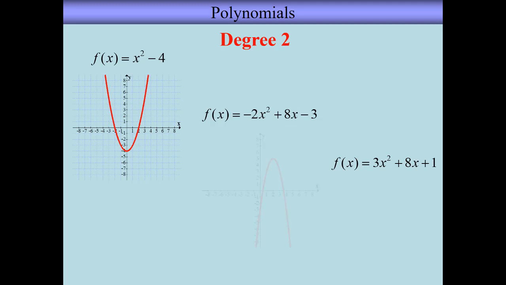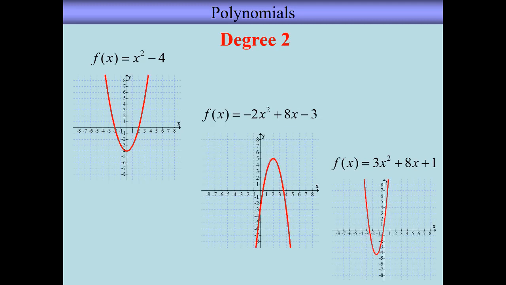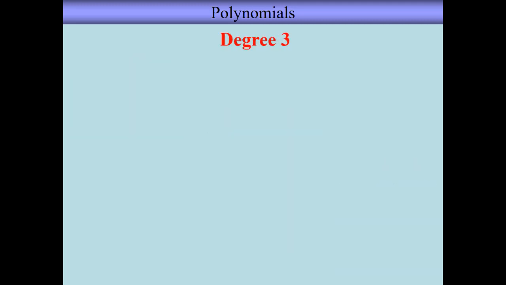Degree 2, we've just gotten through studying, are called quadratics, exponent of 2. They're going to be parabolas. Now, degree 3, we haven't done much with in the past. Third degree means the highest exponent is a 3. You can have other exponents, but the largest one would be a 3.